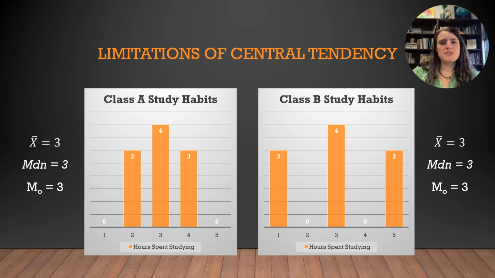Well, sometimes the central tendency measures by themselves are not enough to differentiate between two different samples. For example, look at these two classes here. It's clear from graphs that Class A and Class B study differently. But if we look at the central tendency values, both of these examples have the exact same central tendency statistics. So how do we differentiate between the two?